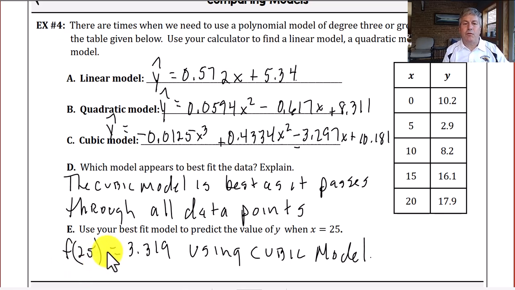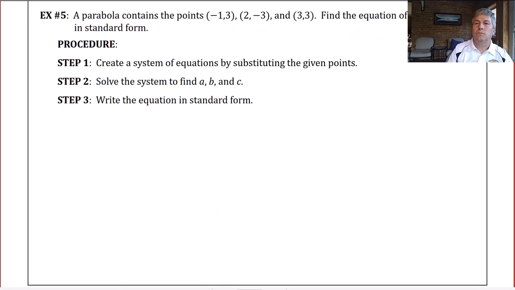So f of 25 equals 3.319 using the cubic model. Example 5 says a parabola contains 3 different points. Find the equation of this parabola in standard form. Well, each of these points is an x and a y. And the standard form of a parabola is going to be y equals ax squared plus bx plus c.